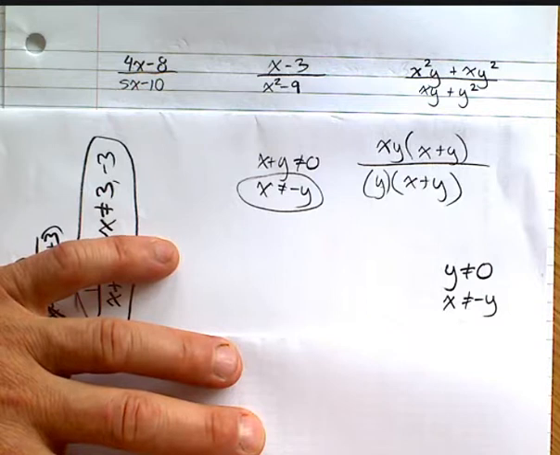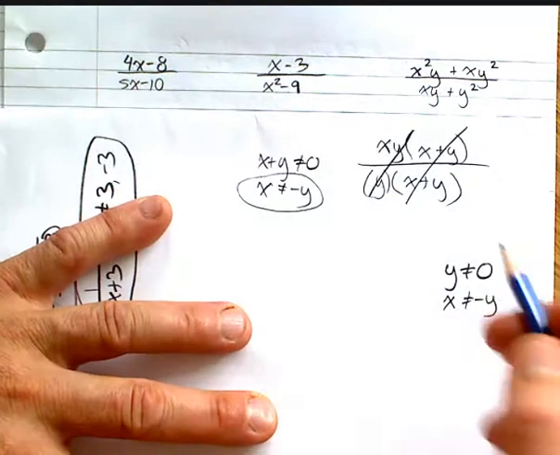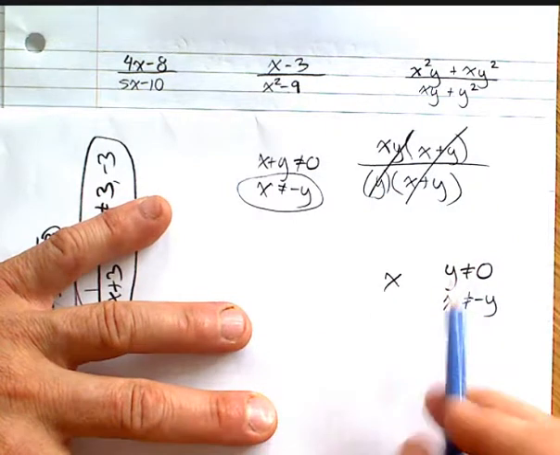Notice that, boom, that cancels. Notice those go. So your solution is simply just x. And those are your restrictions, so you have to include the whole thing.